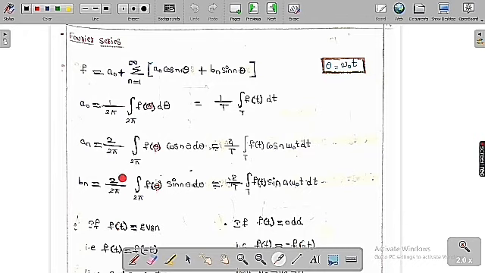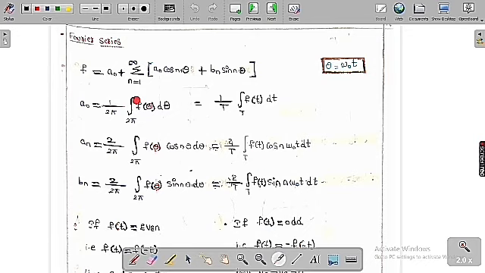Similarly, bn is equal to 2 by 2 pi integration over 2 pi of f of theta sin n theta d theta, which equals 2 by capital T integration over the time period T of f of t sin n omega naught t dt. This one is with respect to theta and this one is with respect to the time period T. You can go for any of these, you are going to get the same result.